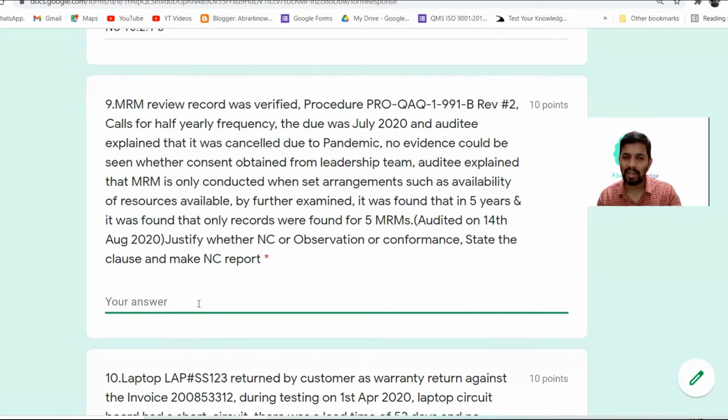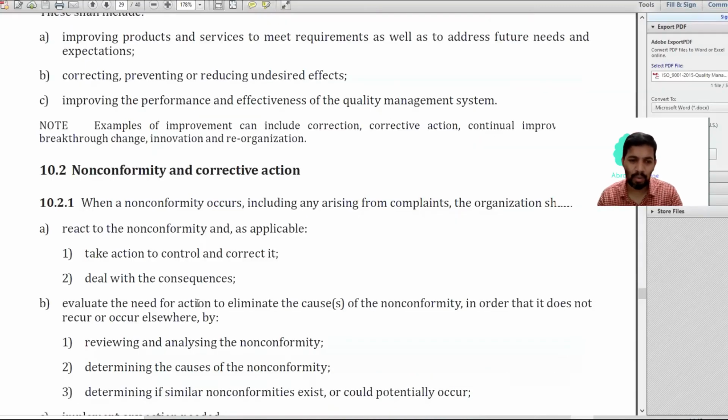So in this case, there are 2 fundamental problems. One problem is that the current MRM record was not there, and consent was not gained from the management. Another one, as a whole, as a trailing audit, it was found that the procedure calls for half yearly, but within 5 years they typically need to have 10 records, and only 5 records were there. So it's a clear-cut NC against 9.3. Let's see why it is 9.3.